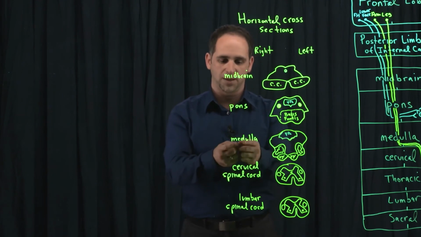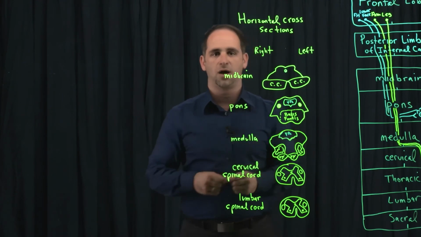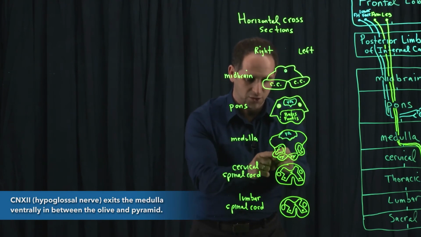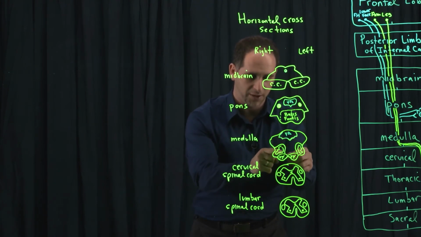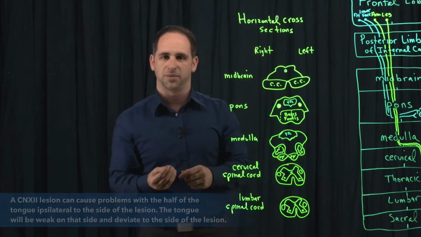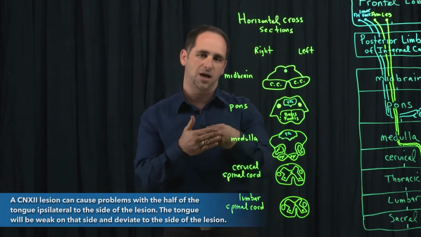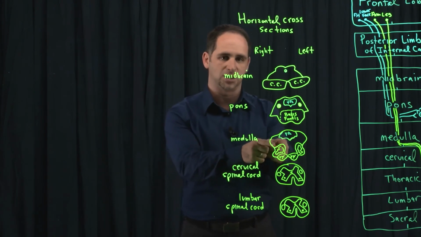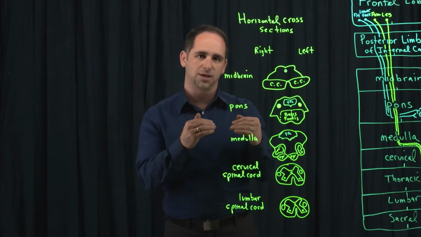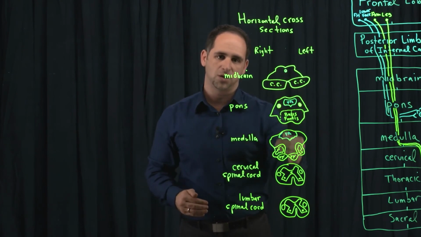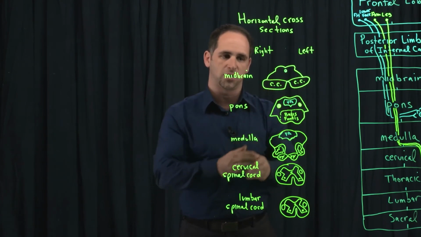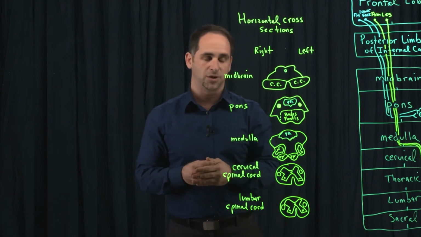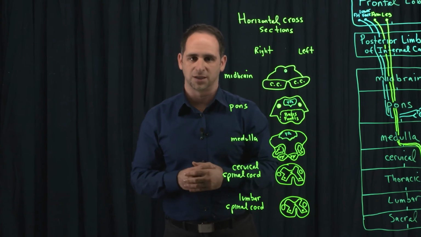Another example would be the medulla. Cranial nerve 12, which is the hypoglossal nerve, also goes out ventrally in between this structure here called the olive and the pyramid, and if I had injury to the pyramid, it could also damage the hypoglossal nerve and give me tongue weakness, which would help me localize the lesion to the medulla. So that's why it's really important to know these horizontal cross sections and know what other structures are going nearby, because we might get these other findings called neighborhood signs, which help us further localize the lesion.